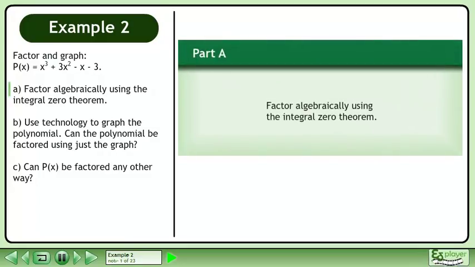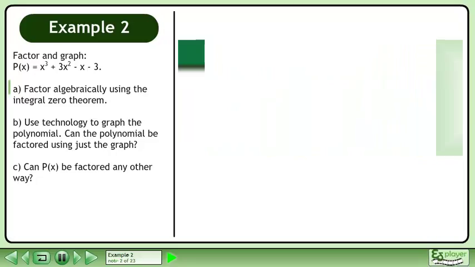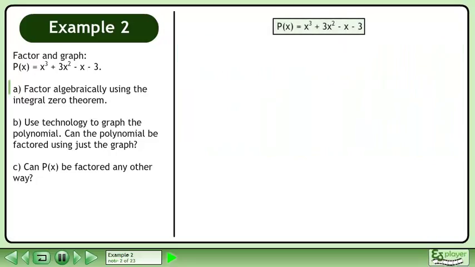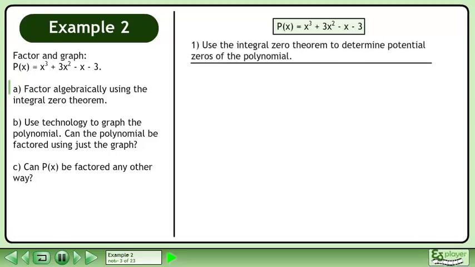Factor and graph p of x equals x cubed plus 3x squared minus x minus 3. In part A, factor algebraically using the integral zero theorem. Rewrite the polynomial. The first step is to use the integral zero theorem to determine potential zeros of the polynomial.